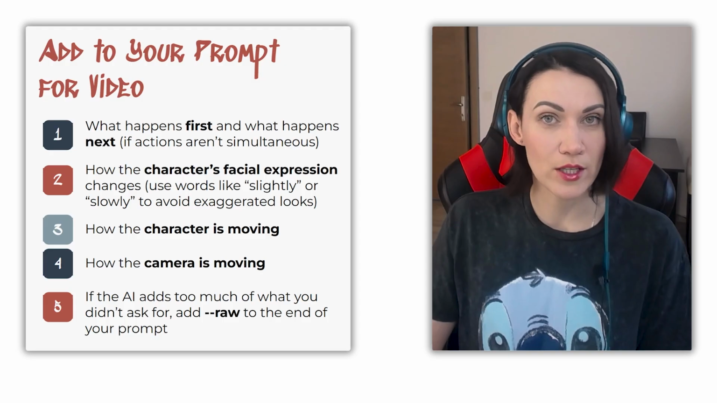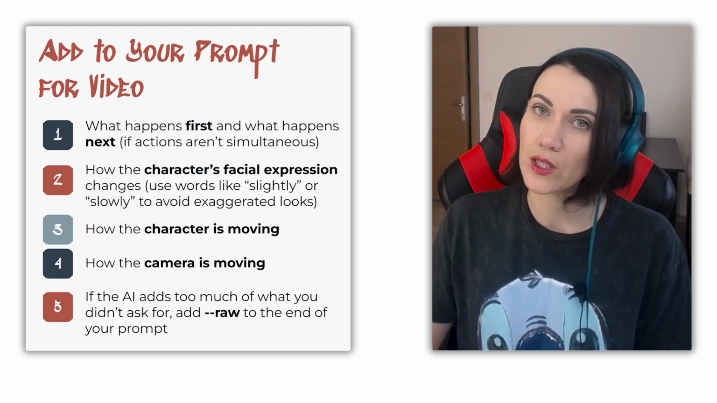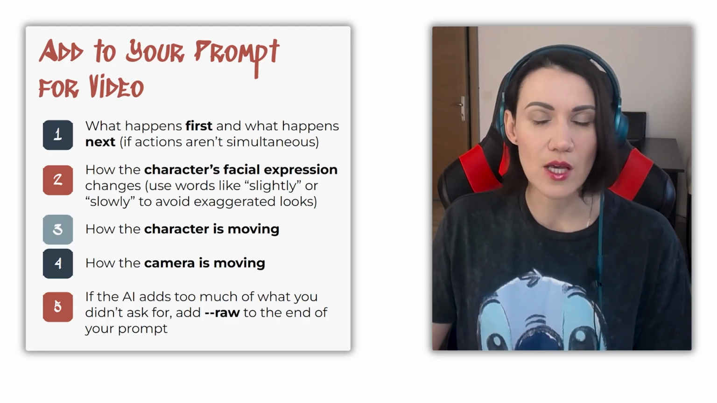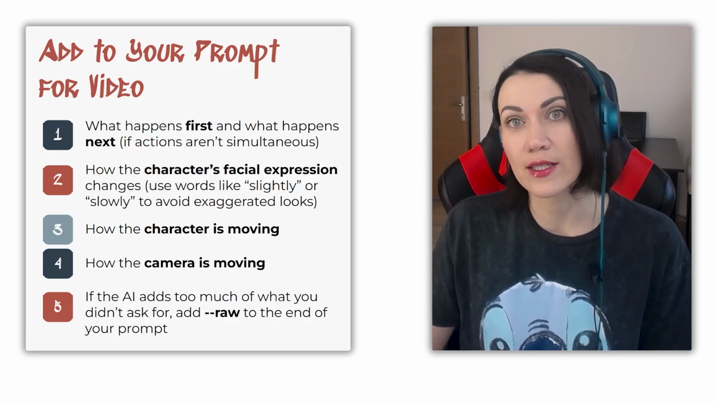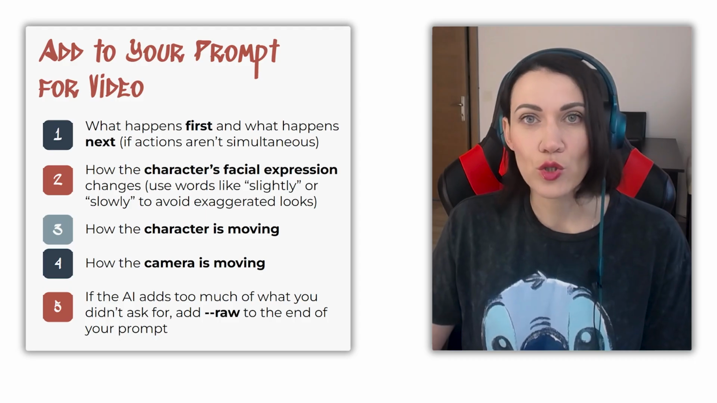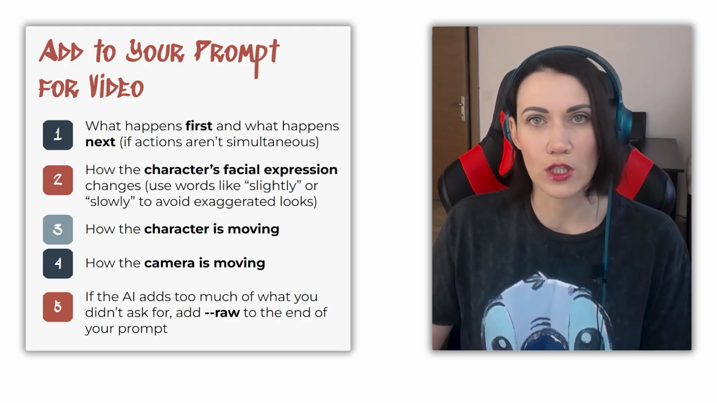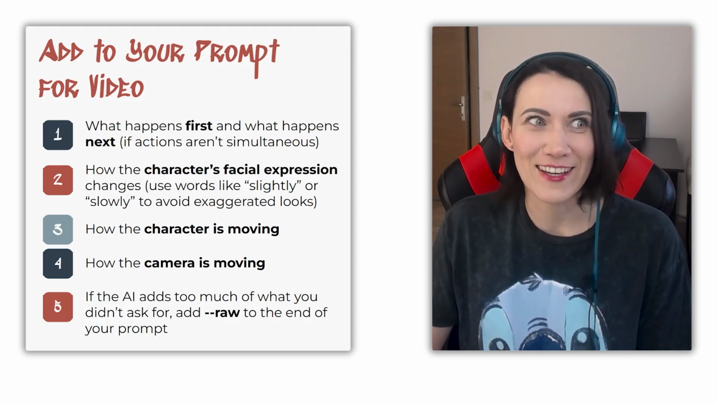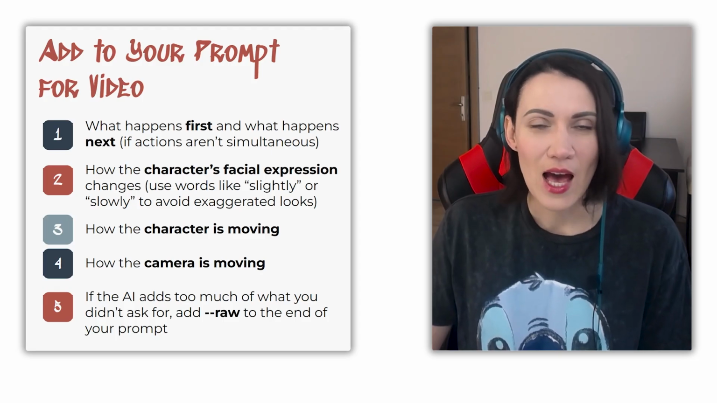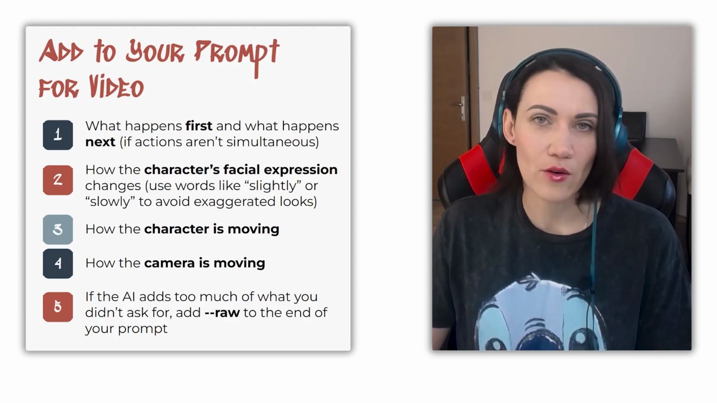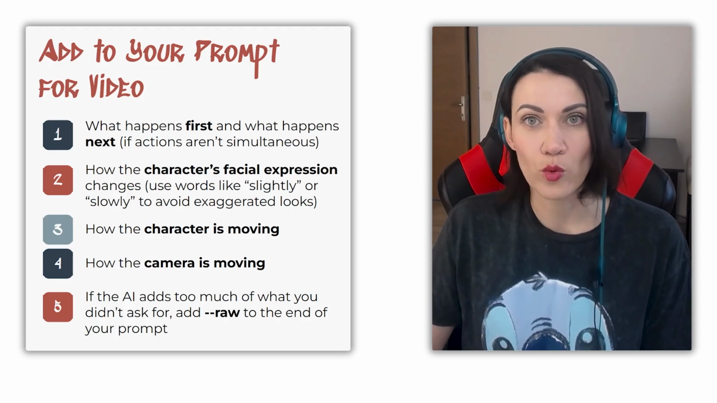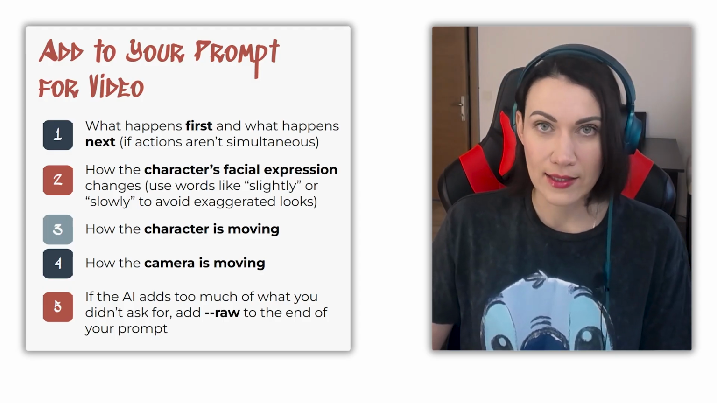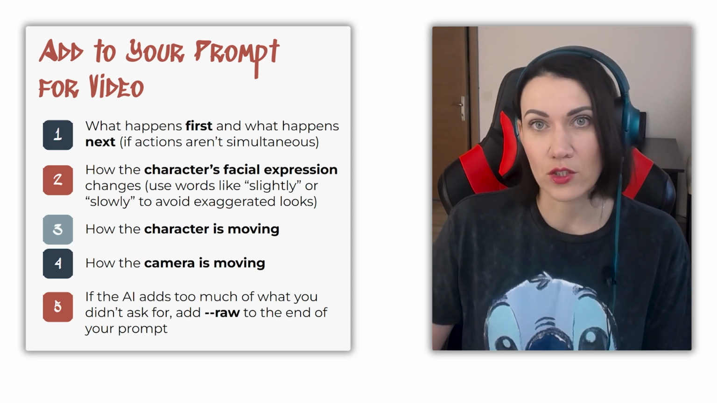In your prompt, mention what happens first and what happens next if actions aren't simultaneous. How the character's facial expression changes. Use words like slightly or slowly to avoid these crazy exaggerated looks. How the character is moving. How the camera is moving. If the AI adds too much of what you didn't ask for, add the raw parameter to the end of your prompt.